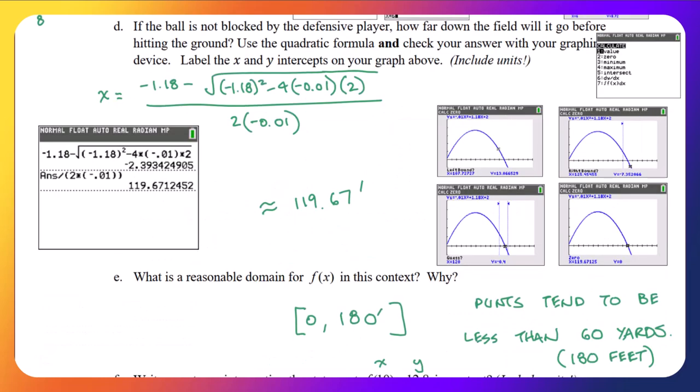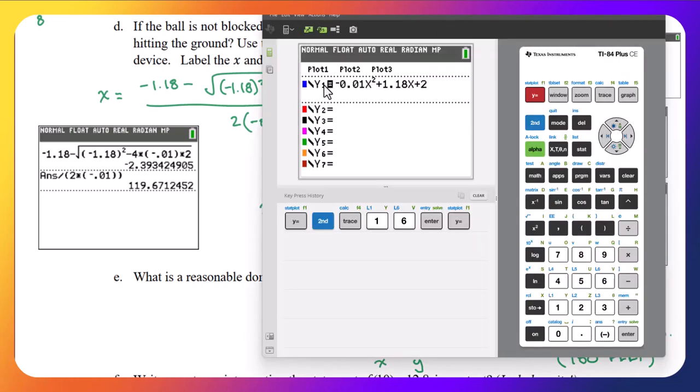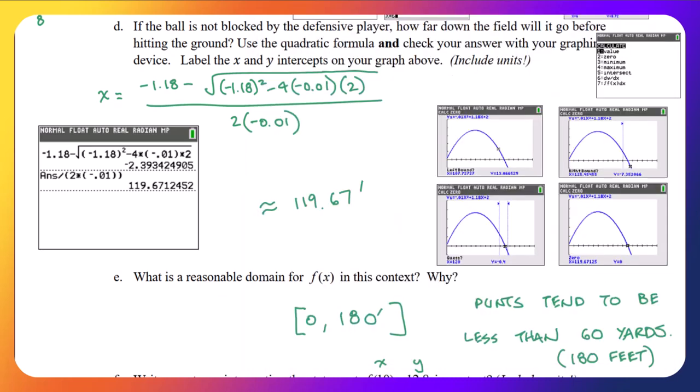If the ball is not blocked, we want to know how far the punt will go down the field before it hits the ground. Well, if it hits the ground, the height is 0. So then this equation, y equals this equation, is going to equal 0. Okay? By hand, that's an issue of the quadratic formula.